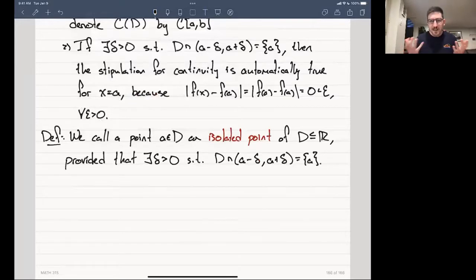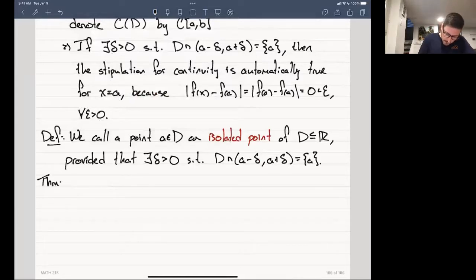So isolated points aren't really that interesting. When we talk about limits, we talk about cluster points. We want to know what happens as you get close to these things, without actually being at them. So isolated points are a degenerate case that are not really that interesting.